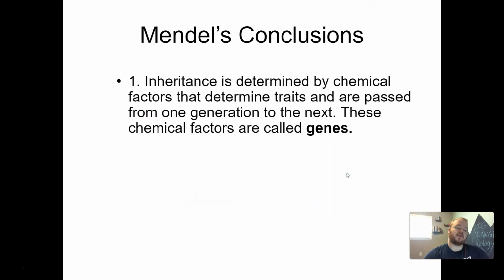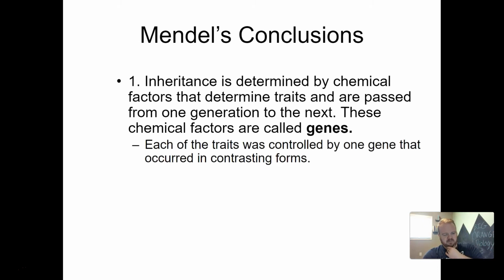That means he came to some conclusions. First off, inheritance is determined by chemical factors. That's how traits are passed on from one generation to the next, and those factors are called genes. Each of the traits was controlled by one gene that occurred in contrasting forms.